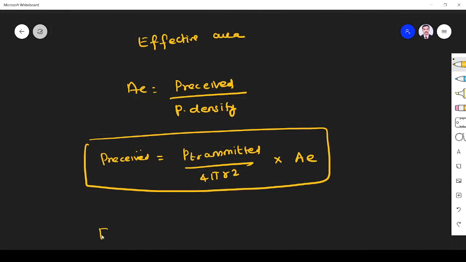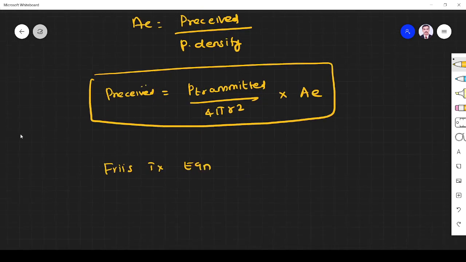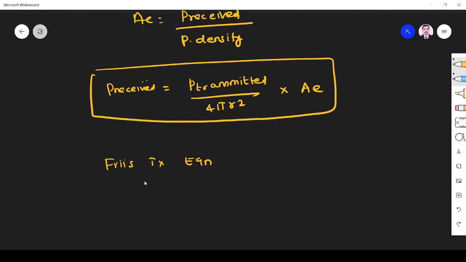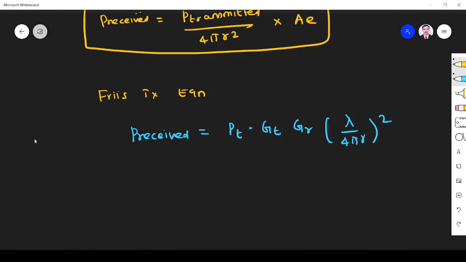Next thing we have to know is the transmission equation. This transmission equation is a very important equation. It is relating received power to transmitted power. Power received by the receiving antenna is power transmitted, gain of the transmitting antenna, gain of the receiving antenna, lambda by 4 pi r squared. R is the distance between the transmitting antenna and the receiving antenna. That is called the Friis transmission equation.